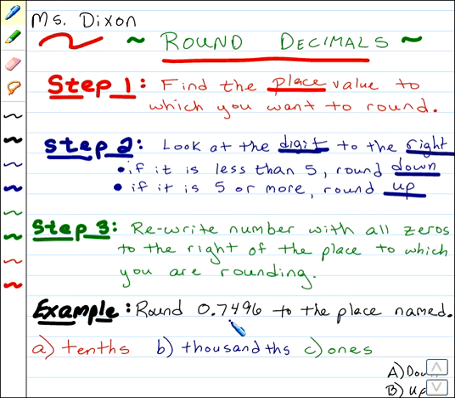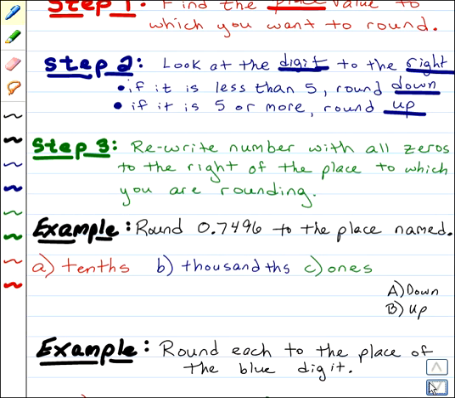Let's round this number to the place that's named. Here's our first difference with decimals from whole numbers. Now our place values have new names. Remember the decimal point indicating that that's after the decimal? The tenths place is that first place. The thousandths place is the third place. Ones place is this 0. So we have the ones place, the tenths, hundredths, thousandths, 10,000ths. Remember those places? Okay, let's try our first example.